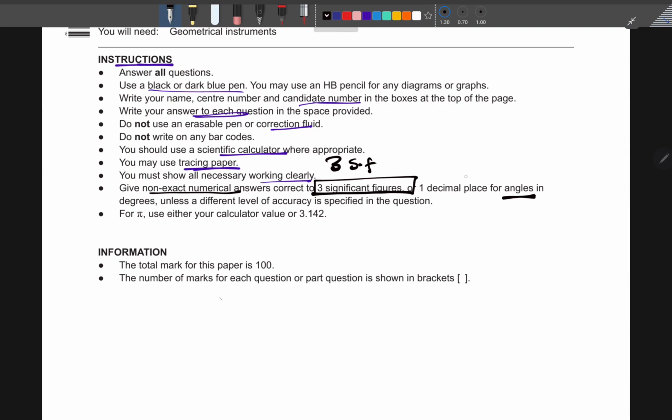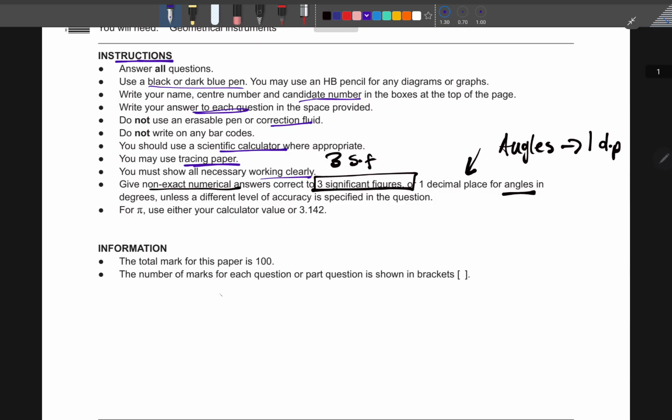But for angles, we will put them to 1 decimal place. So angles are going to be to 1 decimal place. And then everything else which is not exact will be rounded off to 3 significant figures, unless they tell you otherwise. So unless a different level of accuracy is specified in the question. That means unless they tell you to do otherwise.